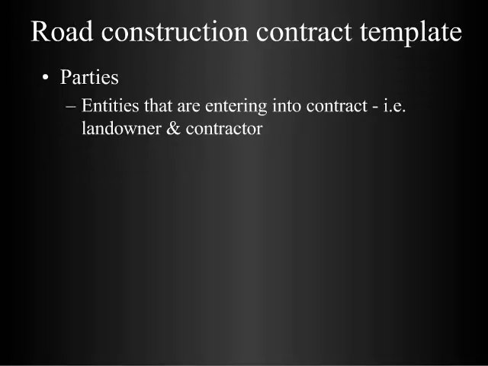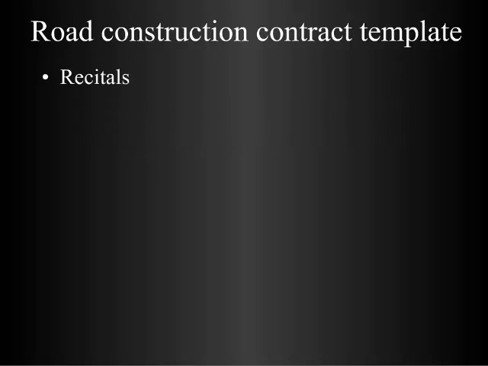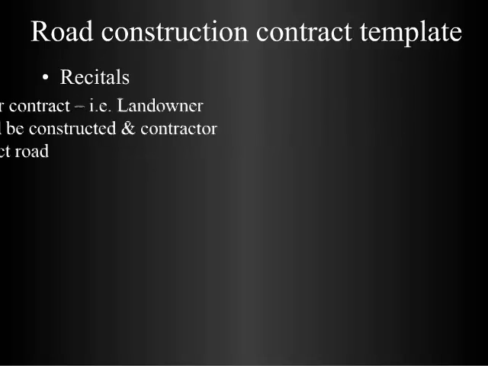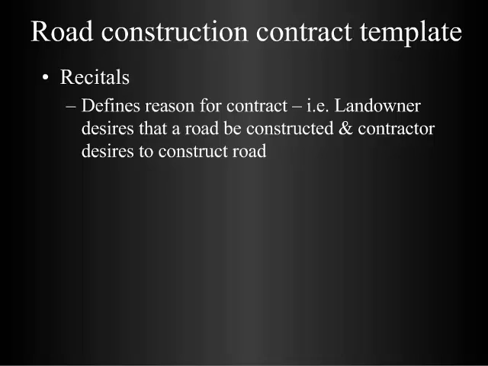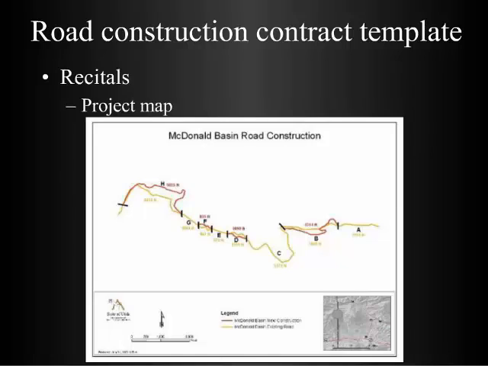Don't read it. The first part of the contract, the obvious part, is who's entering into the contract: the name of the landowner and the name of the contractor. The recitals define why you have a contract. The landowner desires to have a road built, and the contractor desires to build it. Then the legal description of the project, which would be section, range, township. It's nice to include a map.